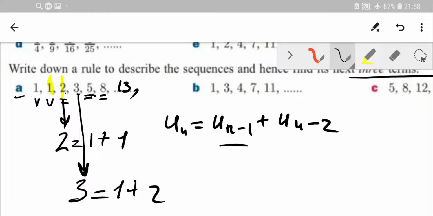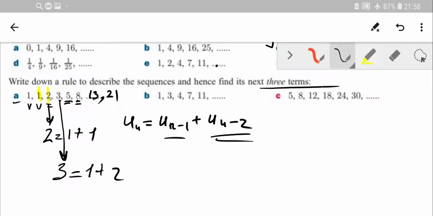That means previous and pre-previous, all right? So you need to sum them up. Okay, and next term is 8 and 13. So it looks like it's 21. All right, that's Fibonacci sequence. You need to know that.